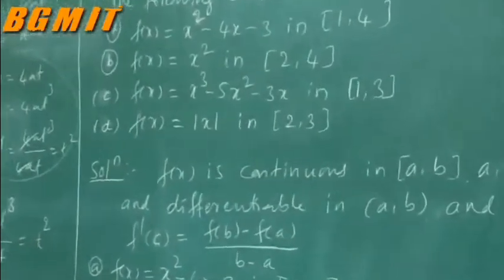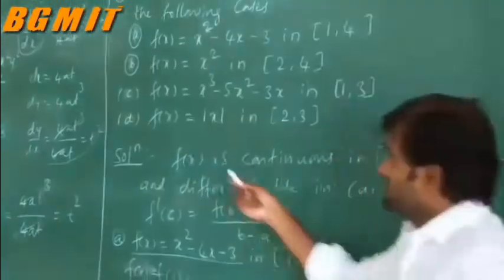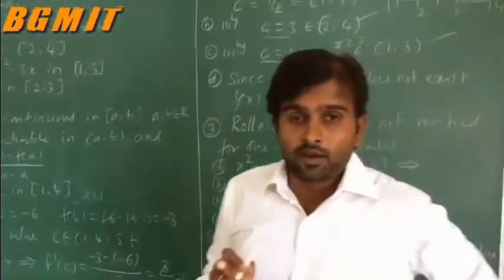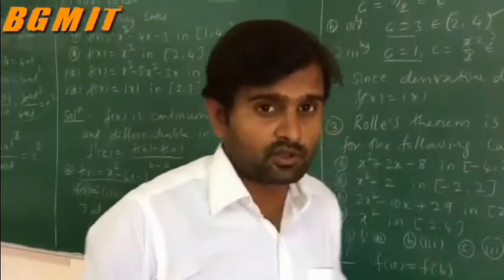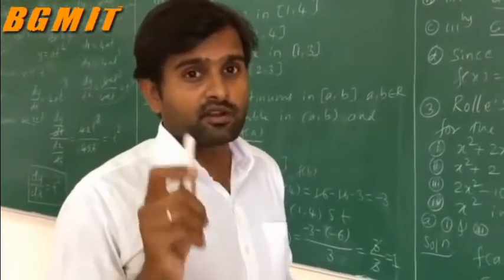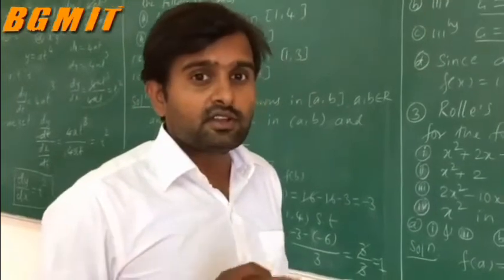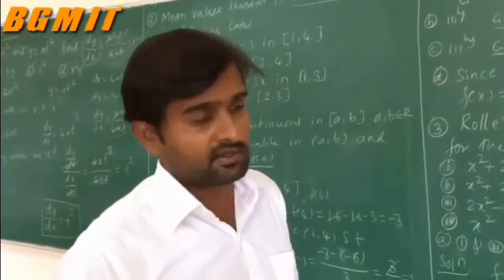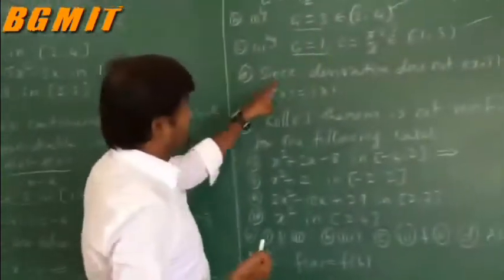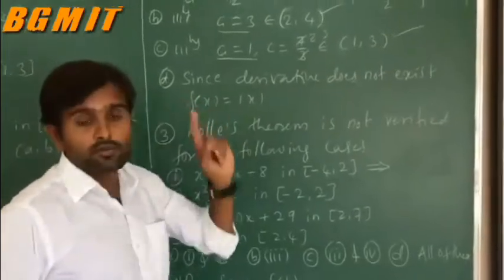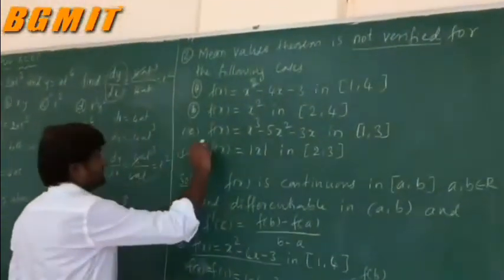Finally, the last one, D. Here you have mod x. So the mean value theorem will not hold. If we have mod of x, of course the mod x function is not differentiable, the derivative cannot exist. So we cannot differentiate. That's why I am writing, since the derivative does not exist for f of x equals mod x, the answer is D.